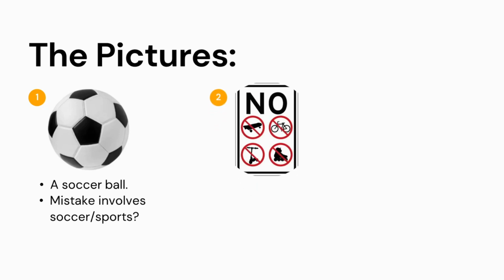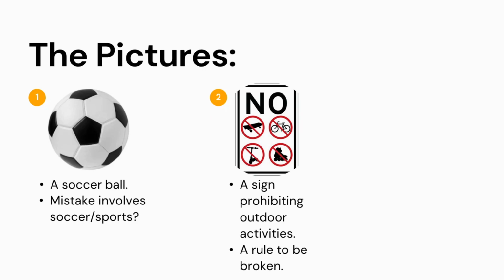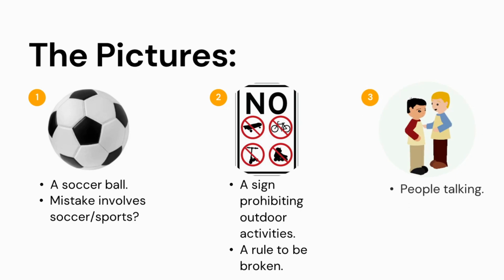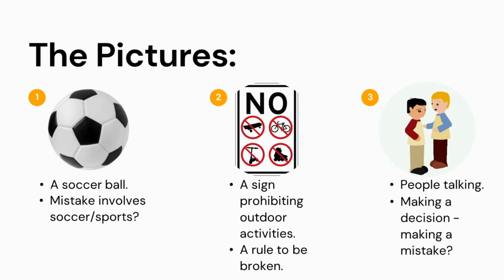In the second picture, which is of the sign prohibiting outdoor activities, it also suggests that there's some sort of rule to be broken. And in the third picture of the silhouette of two people talking, it implies that at some point of time in the story, there's a decision to be made, and this decision was probably a mistake as well. So, from these pictures, in addition to the previous clues we got, we can draw some inspiration from them to help us come up with the general strokes of our story.